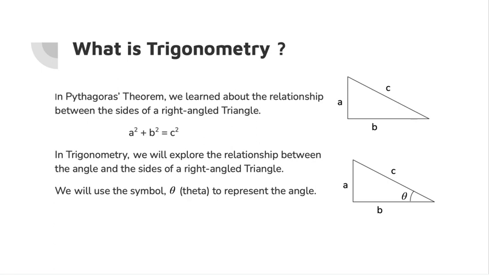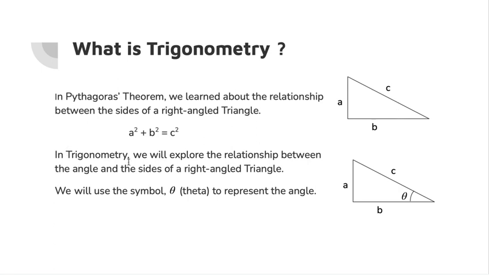What is trigonometry? In Pythagoras' theorem, we learn about the relationship between the sides of a right-angled triangle. That is, the sum of the squares of the two shorter sides equals the square of the longest side. And in Pythagoras' theorem, if we know two sides of a right-angled triangle, we can find the third side.